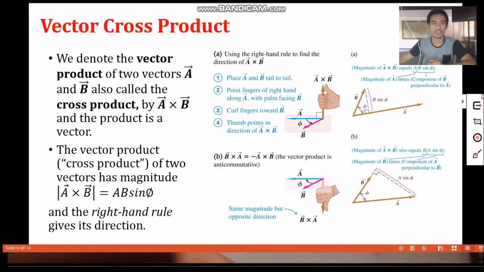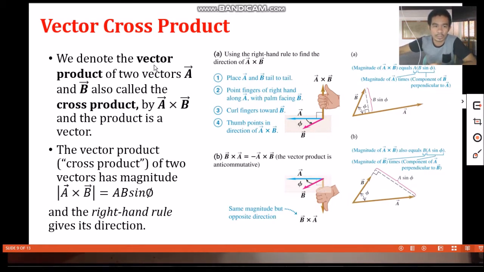Let me introduce to you another product of vectors, what we call vector cross product. Comparing that to the scalar dot product, the result of the dot product of two vectors is a scalar. It means the result is only magnitude. It has no direction. While for a vector cross product, the product is a vector.